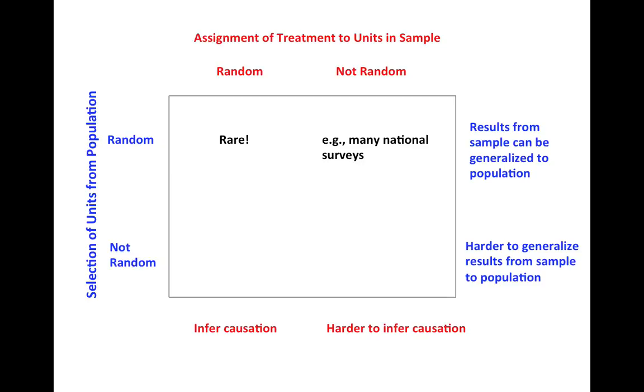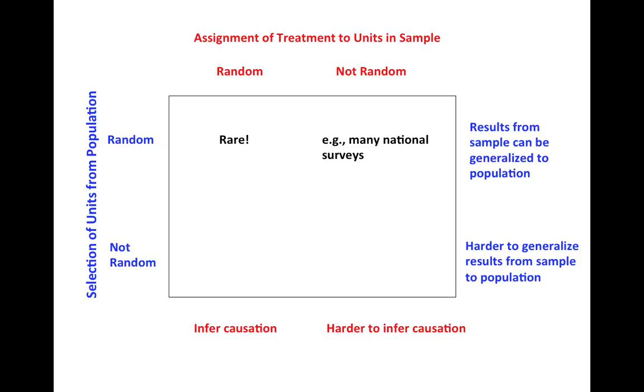It's fairly common to randomly select units from a population, but then compare groups of units within the sample that are not random. So the best example that I can think of is national surveys, polls of people from the entire United States. Often those polls are very well done in terms of random sampling, such that the people participating in the polls are representative of the target population. But then what people will do is take that data and say, okay, well, let's compare the people who were employed to the people who were not employed and see what we get.